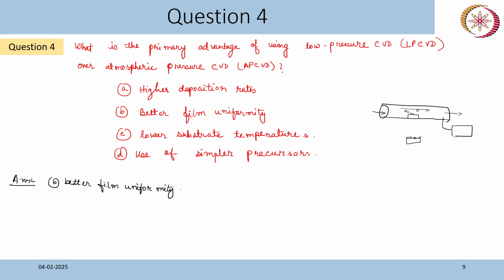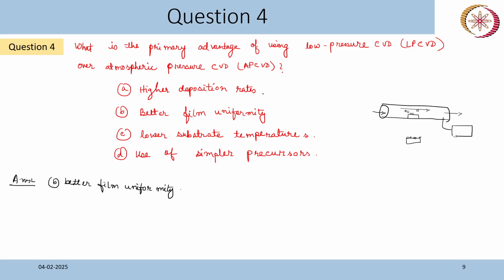It's not like the tube will be completely particle free. There will be some particles, but the number of particles will be very small compared to APCVD, atmospheric pressure CVD. That is why the flow of the gases will be very uniform, and that will basically result in better film quality. Now let's check these other options also.